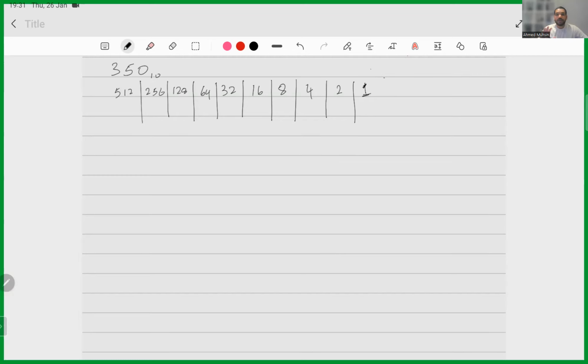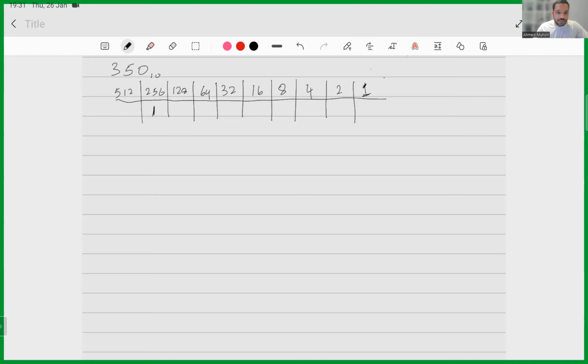Now remember, you are taking 350. The value you have is 350. Let me draw a line over here so that we have a separation. If you were to take 350, 350 is closest to 256. So we put a 1 at 256. I'm again reminding you all, the position value that you take has to be either less than or equal to your value, which is 350. You cannot take 512 because 512 is greater.